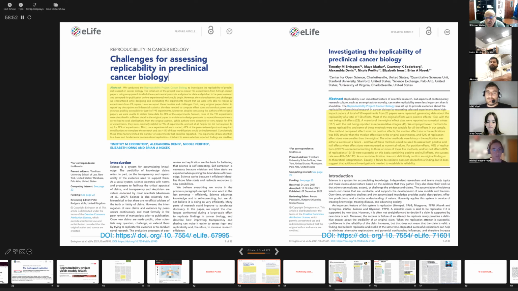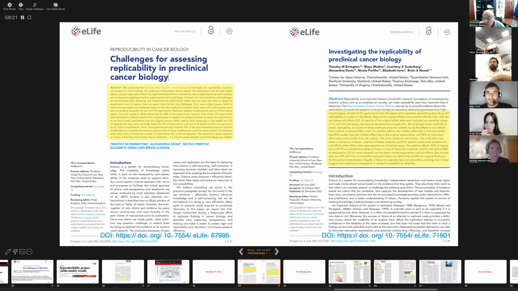So basically they say for the successful experiments where there was a mathematical number for an effect, the original reports overestimated the effect. We measure much smaller size effects. The other methods were binary. The replication was either a success or failure, and 5 of these methods could be used to assess both positive and null effects when effect sizes were reported as numerical values.